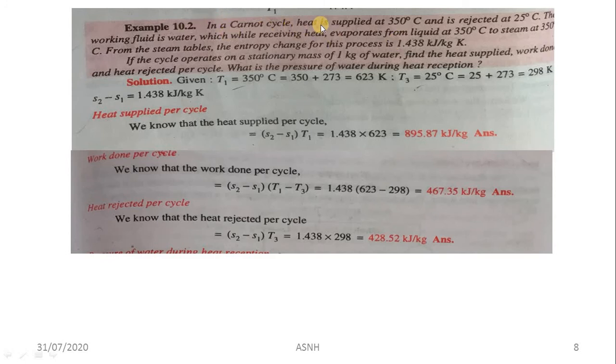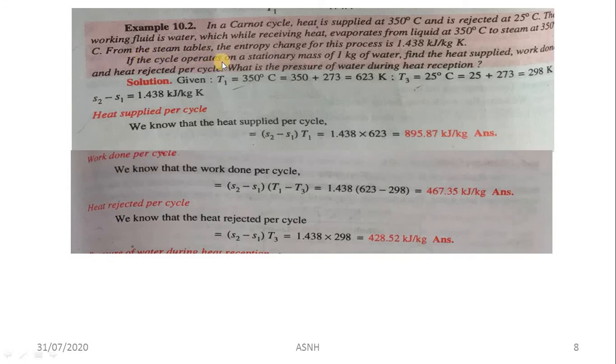In a Carnot cycle, the heat is supplied at 350 degree Celsius and is rejected at 25 degree Celsius. The working fluid is water, which while receiving heat evaporates from liquid at 350 degrees Celsius to steam at 350 degrees centigrade. From the steam table, the entropy change for this process is 1.438 kilojoule per kg Kelvin.